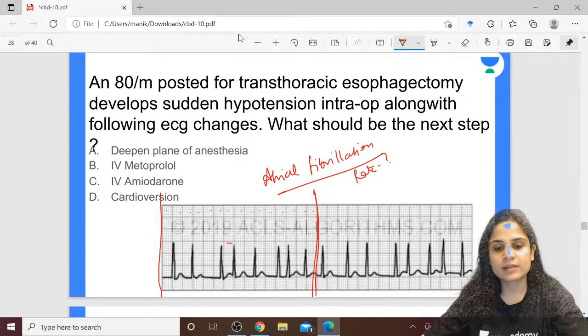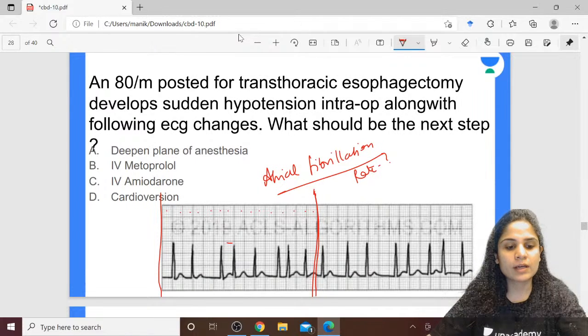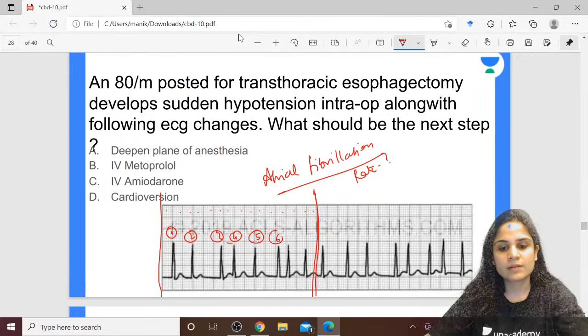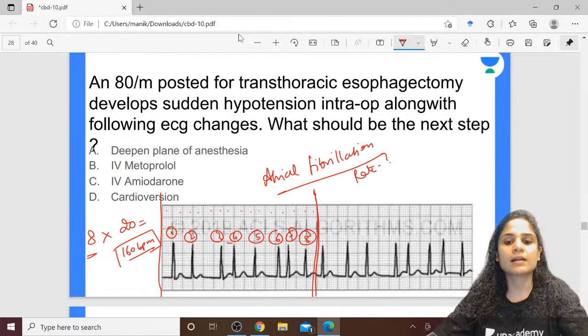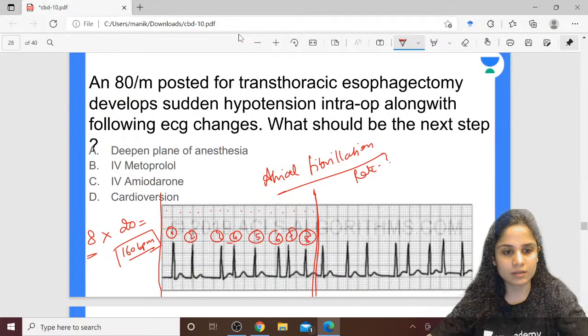Now once I have done this, I have to count the number of QRS complexes that are present over here. Okay, so 1, 2, 3, 4, 5, 6, 7 and 8. So there are 8 QRS complexes present in these 15 big squares. Now I have to multiply this number 8 by 20. So my heart rate is 160 beats per minute. That is how you calculate the heart rate in case of an irregular rhythm.